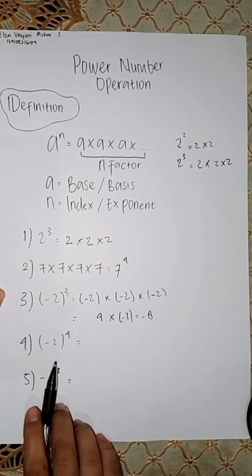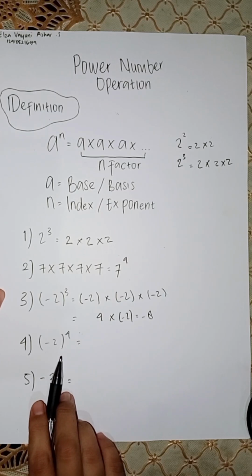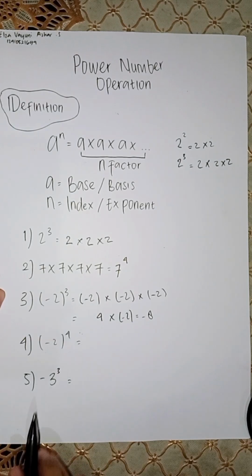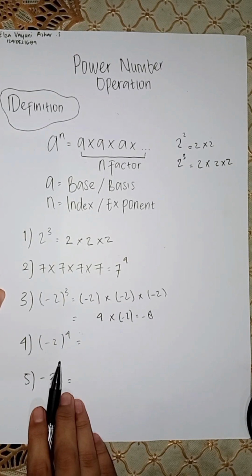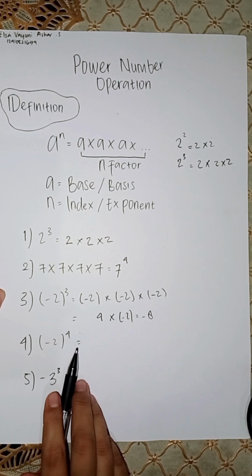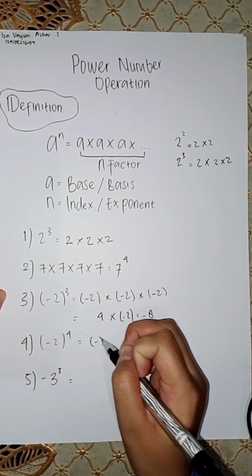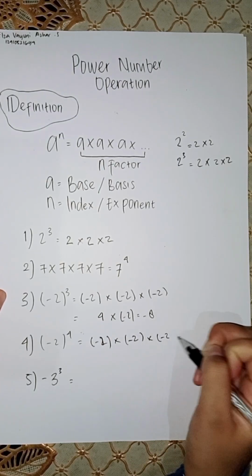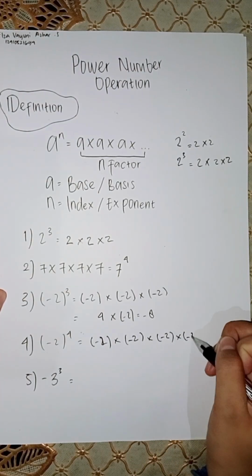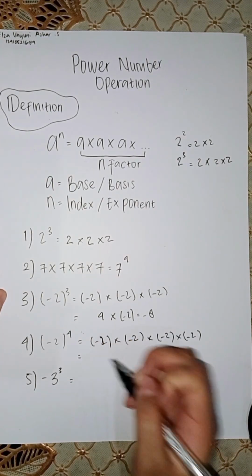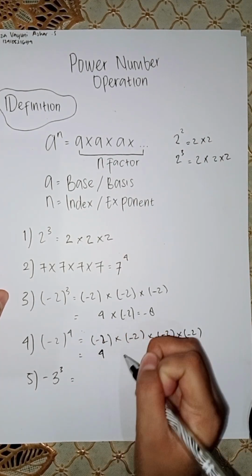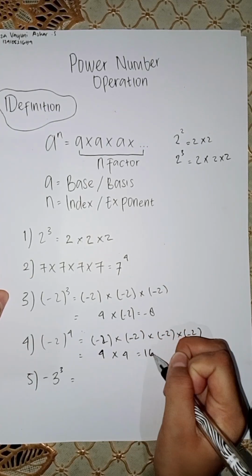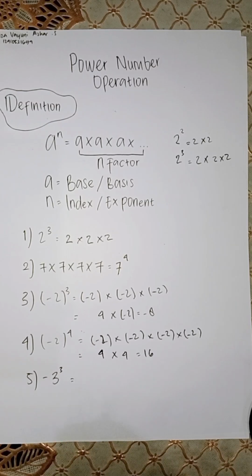On the other hand, if a negative number is raised to an even power, it will produce a positive number. For example, we have negative 2 to the power of 4. It means negative 2 times negative 2 times negative 2 times negative 2. Negative 2 times negative 2 equals 4, 4 times 4 is 16. Like that.